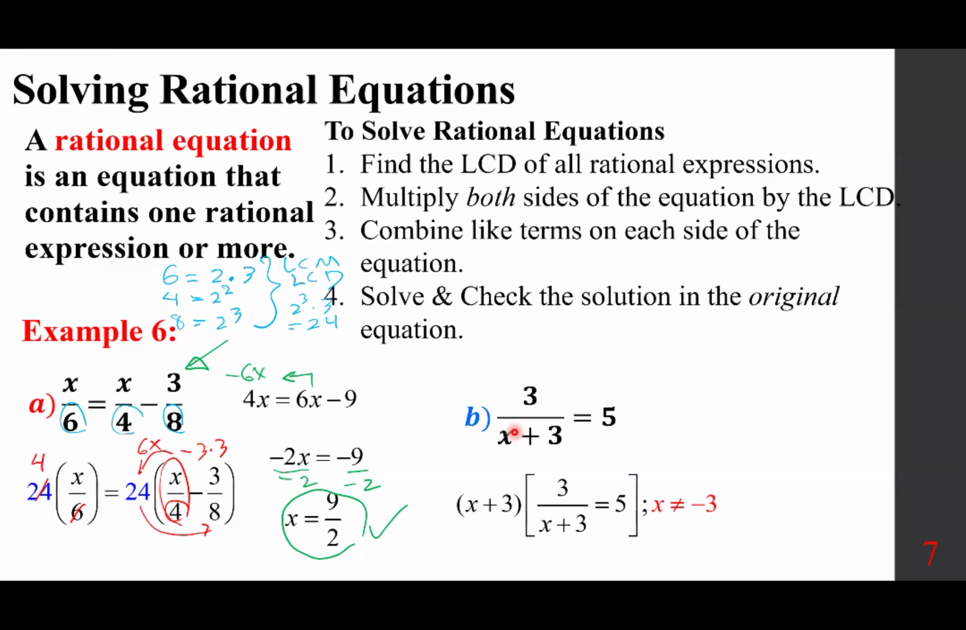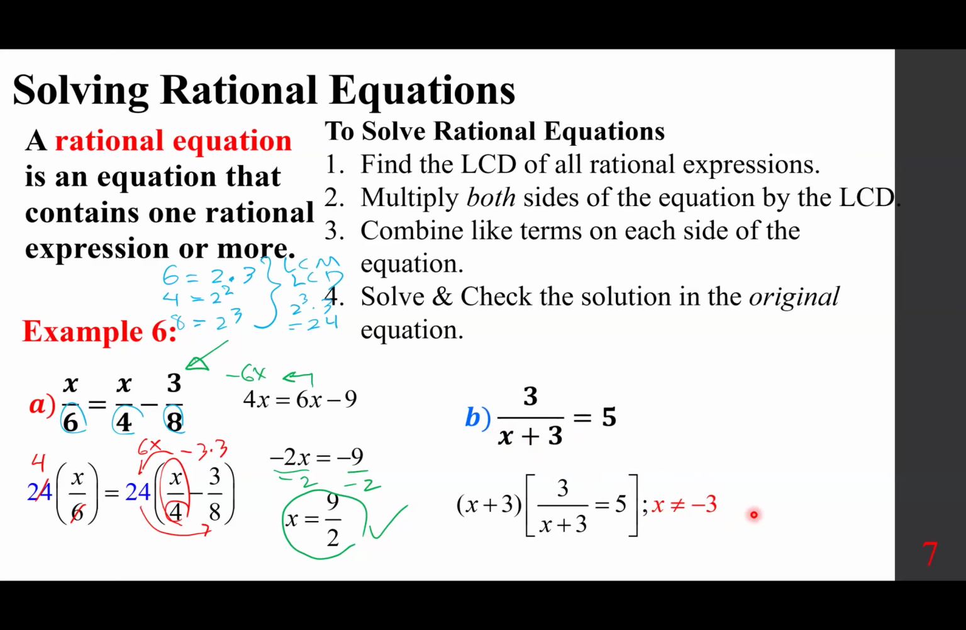Anytime you have a variable in the denominator, if it's a number, you have nothing to worry about. If a variable is involved, in this case x plus 3, can x plus 3 be 0? If you set it equal to 0, it becomes negative 3, and the answer is no, therefore x cannot be negative 3, meaning you go through the process. If for any reason you end up with negative 3 as the answer, then that's not an acceptable answer.